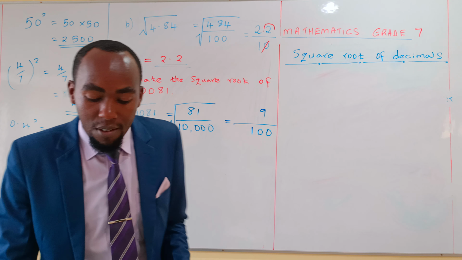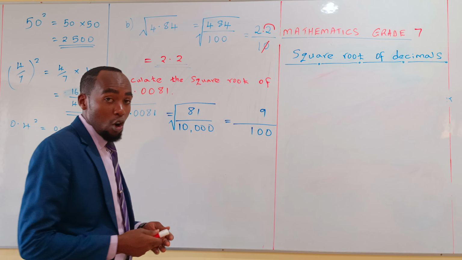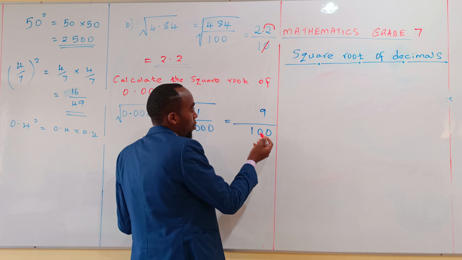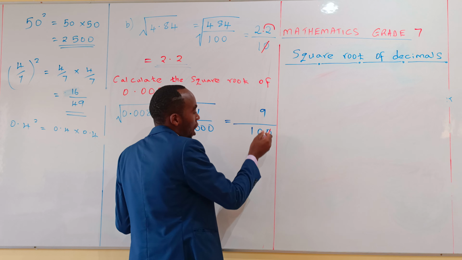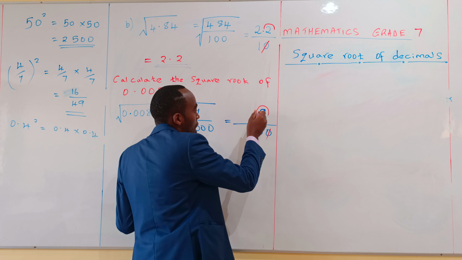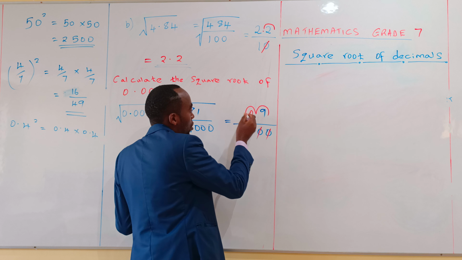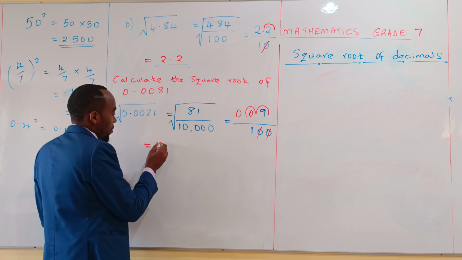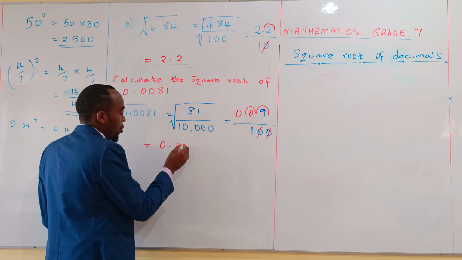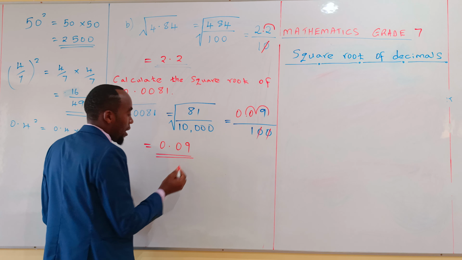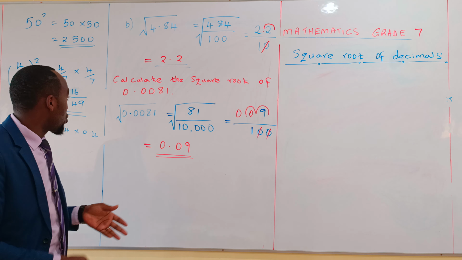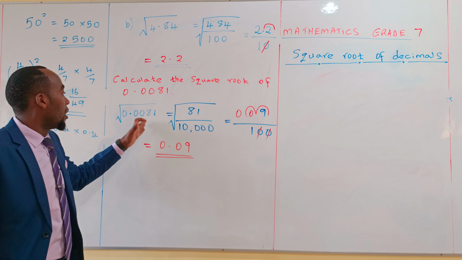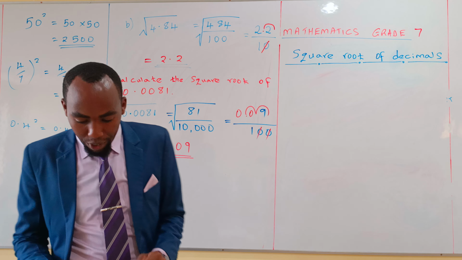But because we must leave our answer as a decimal, we have to convert 9 over 100 into a decimal. And of course, how many zeros do we have here? We can say 1, 2. Therefore, we move 2 steps. 1, 2. Therefore, we shall have the answer as 0.09. And that is the square root of 0.0081. Hope you're getting what we're doing.